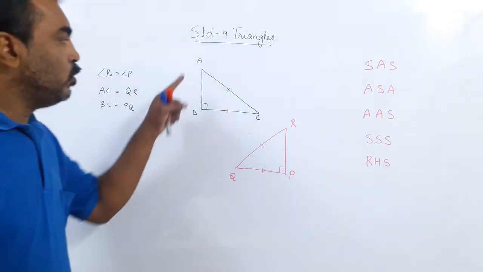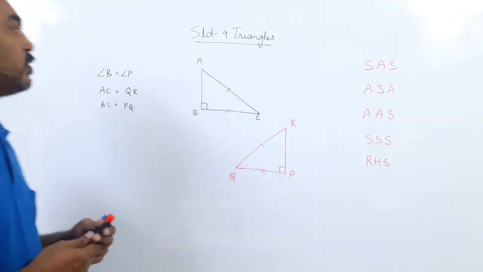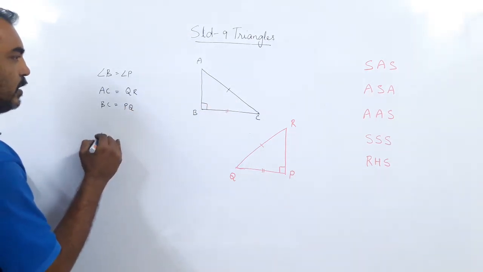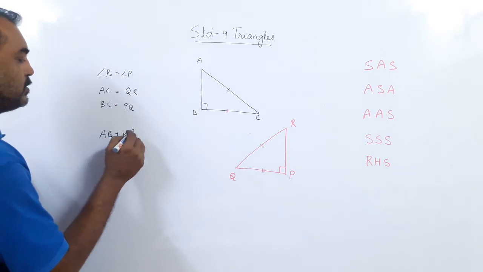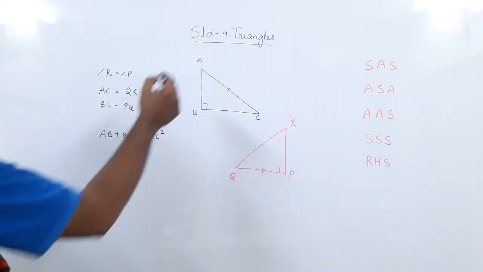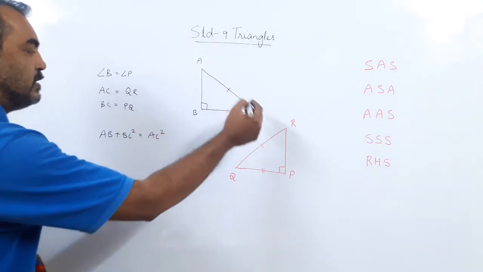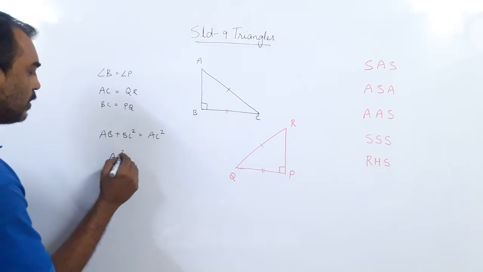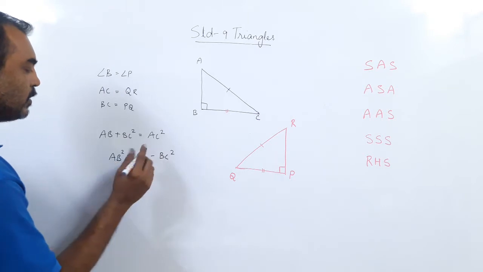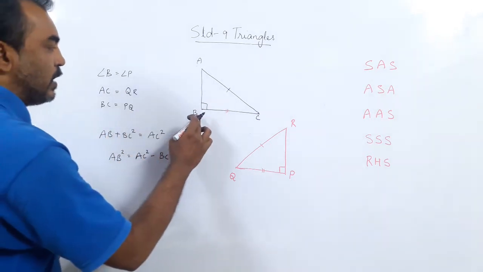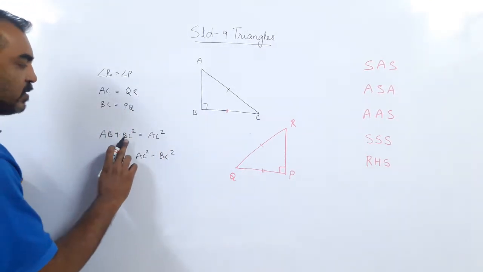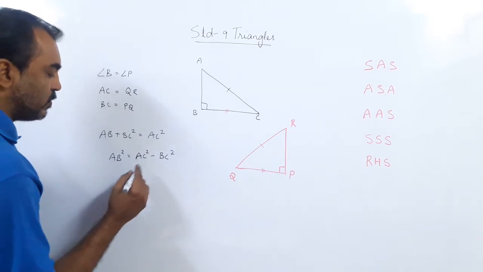Now you know, you can use the Pythagoras theorem for right angle triangles. What is Pythagoras theorem? Pythagoras theorem is AB square plus BC square equal to AC square. So AB square equal to AC square minus BC square. Are you following this? So what is AB square? I take the BC square on this side. So it's AC square minus BC square.